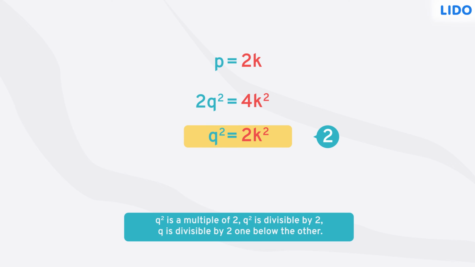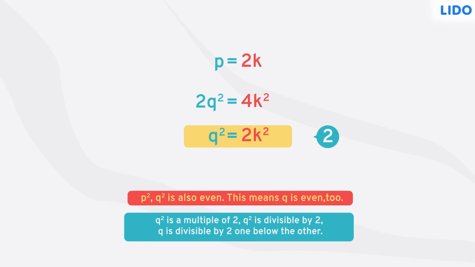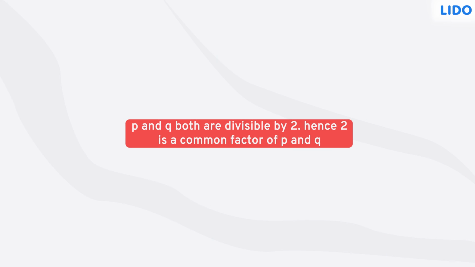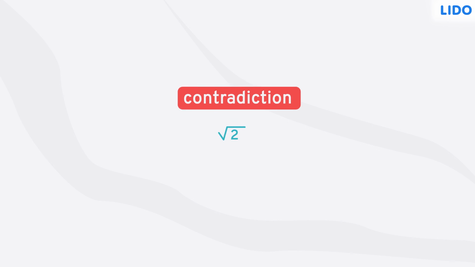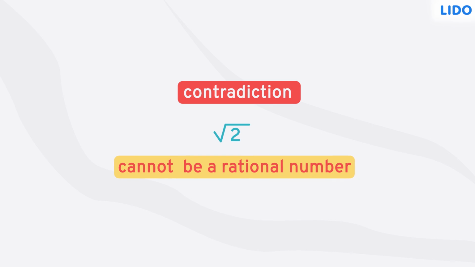From this we learn that just like p squared, q squared is also even. This means q is even too. Wait a minute. If both p and q are even, it means they have a common factor and that the common factor is 2. But when we started out, we assumed p and q have no common factors. Did we make a mistake along the way? No. This only means our assumption was wrong. And that means that the square root of 2 cannot be a rational number.